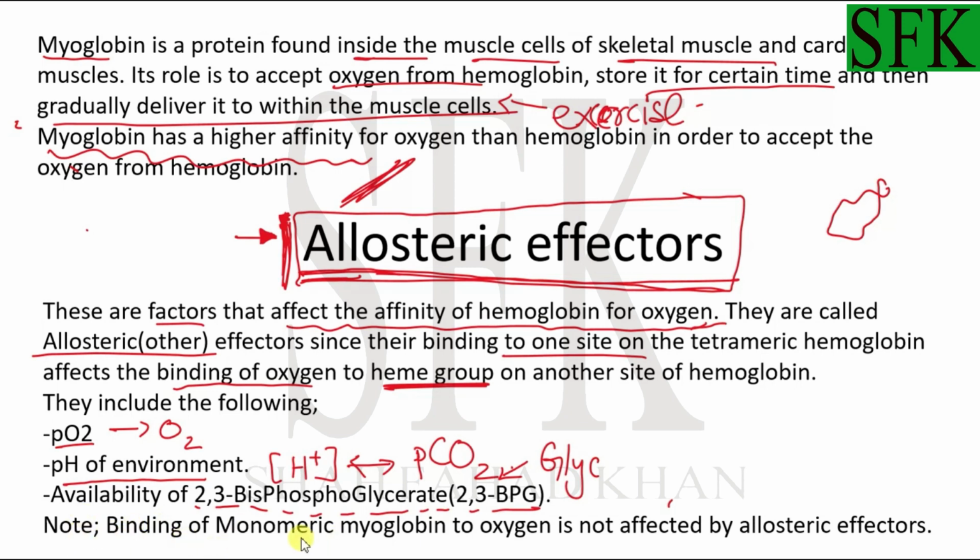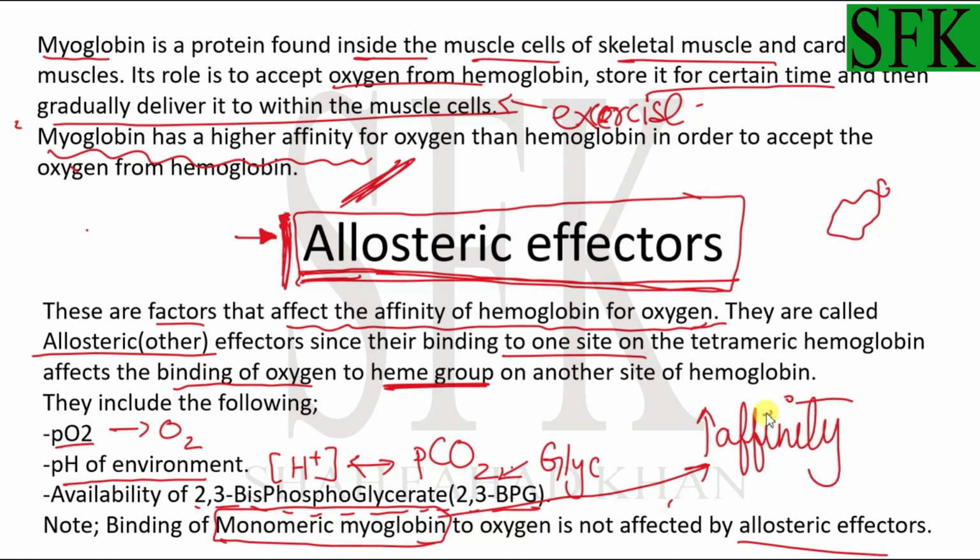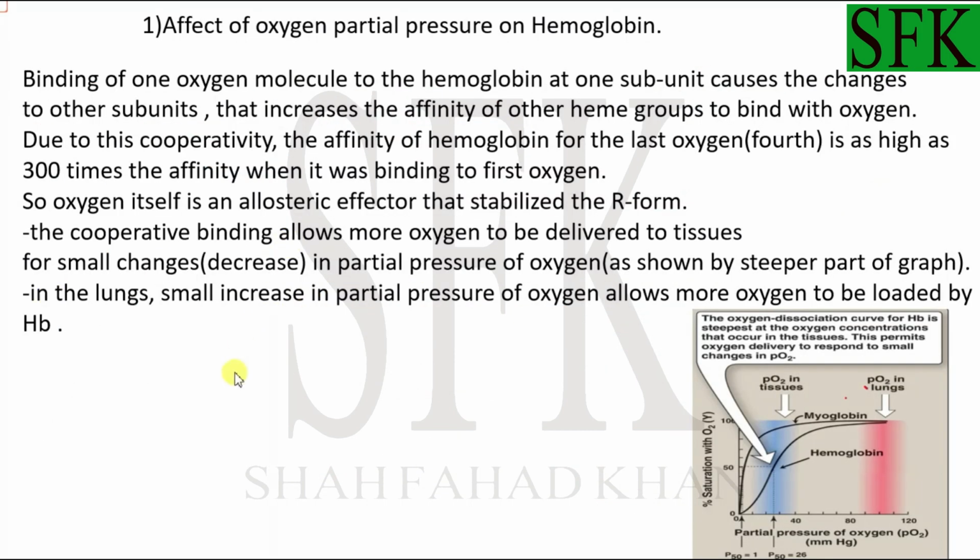Note that binding of the monomeric myoglobin, okay, myoglobin is not affected by these allosteric factors at all. Okay, it will always have high affinity. This is a point to remember. Myoglobin will always have high affinity for oxygen. It will have affinity greater than the hemoglobin, but it will not be affected even if it is exposed to these allosteric effectors. Now let's talk about the allosteric effectors one by one in great detail.